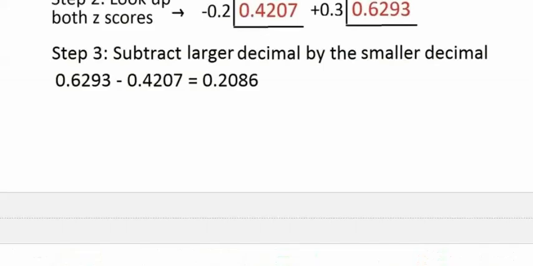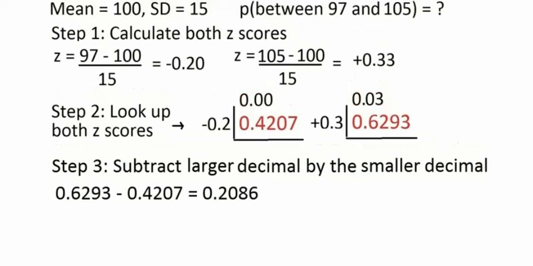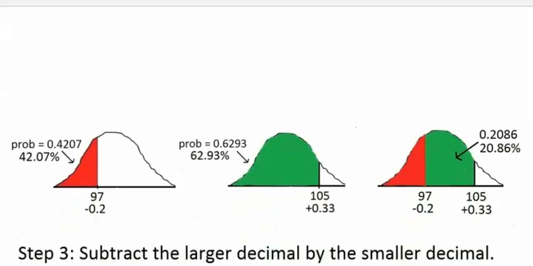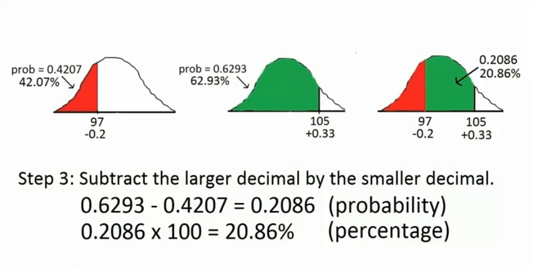And the percentage of people between 97 and 105 in part B is just going to be this times 100, which is 20.86%. Like I said, you multiply by 100, turn it to a percentage.